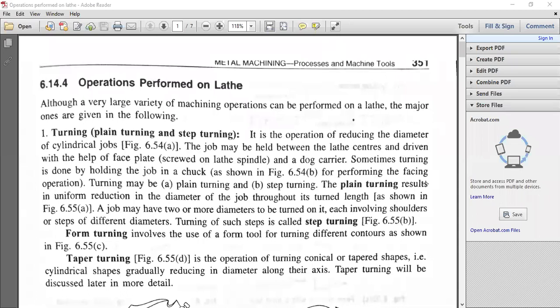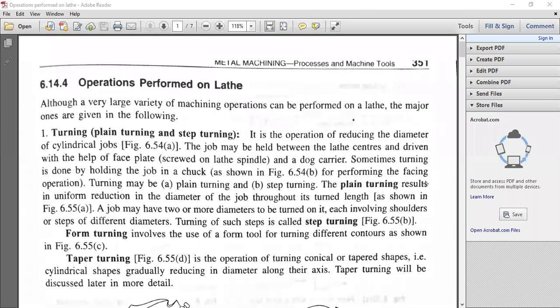Turning is divided into two categories. One is plain turning and the other one is step turning. Step turning is also known as shoulder turning. Suppose you want a job of 25 mm diameter, 20, 15 and 10 of different step diameters, it is known as step turning. But in plain turning, the diameter is uniform throughout. It results in uniform reduction in the diameter of the job throughout its turn length.